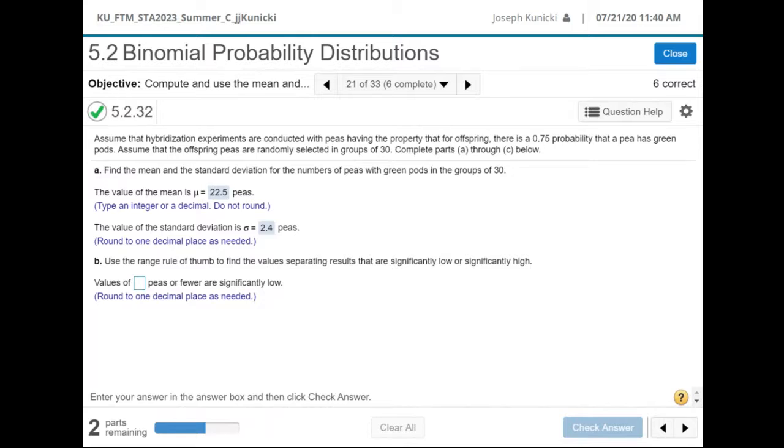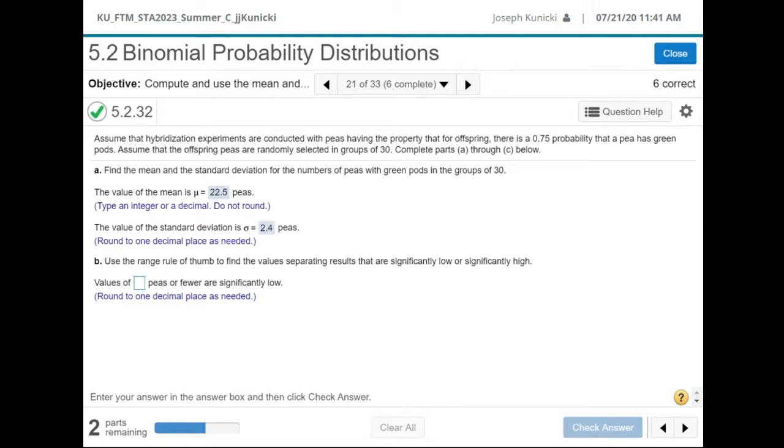Okay. And then sigma, right below it, you see the value of sigma? That's lowercase sigma. That's the standard deviation. That's the square root of NPQ. So you got 22.5. You multiply by 0.25 and take the square root. Rounded is 2.4. So that's the standard deviation.